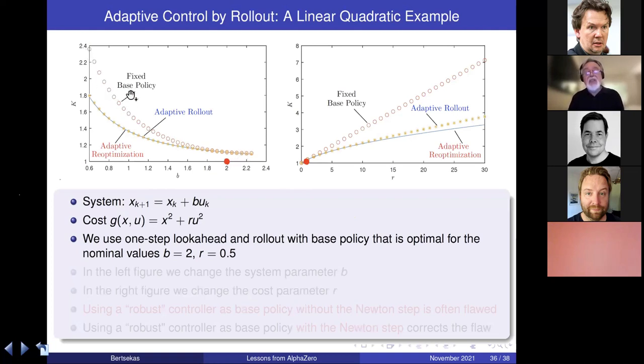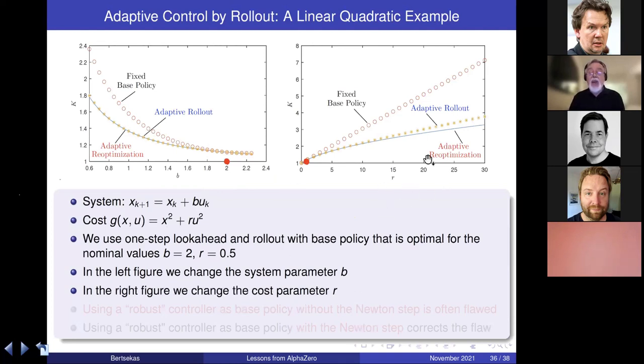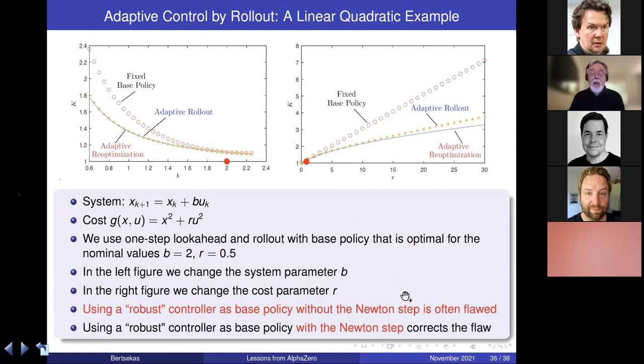So robustness is not really fixing the problem here. If you have large deviations from the nominal parameters, then you can get a lot of performance degradation. On the other hand, if you use rollout, including the Newton step, there's hardly any change from the optimal. It's just as effective as reoptimization. And this is true when we change B but keep R fixed, and in the right figure, we change the cost parameter R and keep B fixed. So this is what I want to say, that using a robust control as a base policy without the Newton step is often flawed. And we correct the flaw by introducing the Newton step.